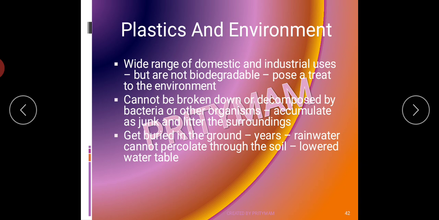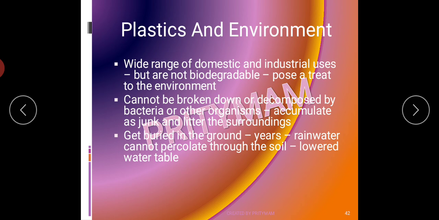Now, plastics and environment. Plastics have a wide range of domestic and industrial uses, but they are usually not biodegradable. It means they do not degrade, they do not mix with the soil, they take lots and lots of years to degrade. They cannot be decomposed by microorganisms, and therefore they pose a threat to the environment. They are quite harmful to our environment.